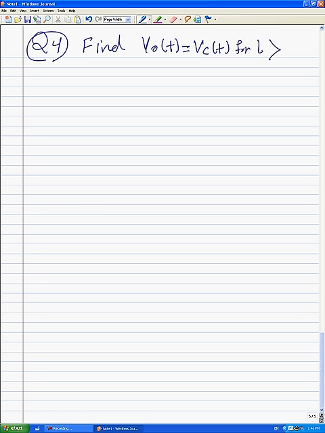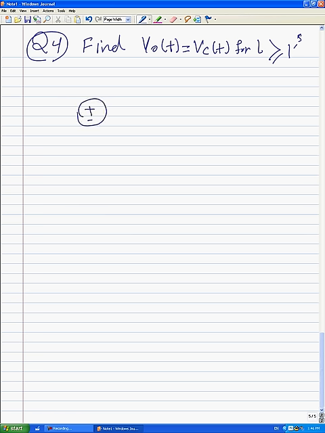Next question is a very important question. Question 4. In this question, we want to find the output voltage, which is equal to the voltage across the capacitor, for t greater than 1 second. This is an important question.